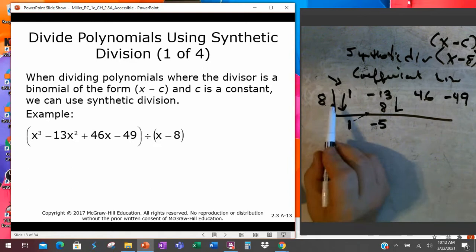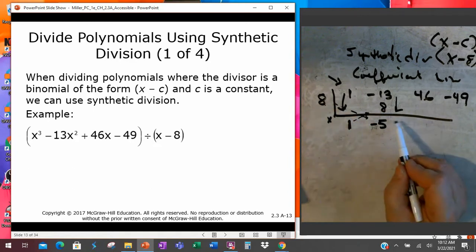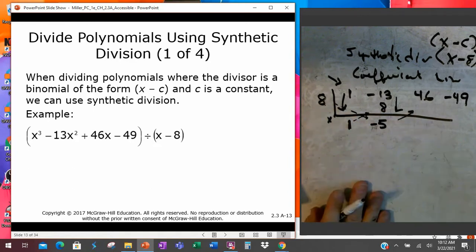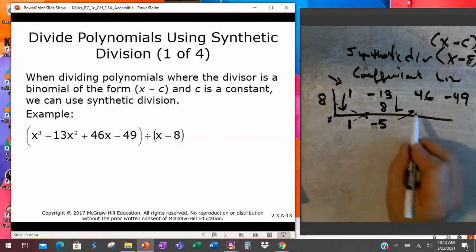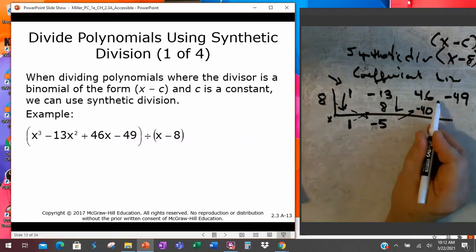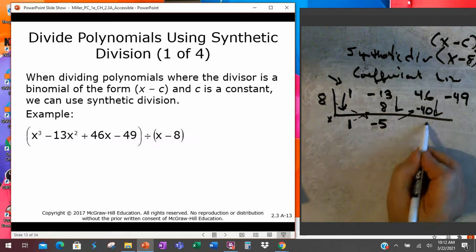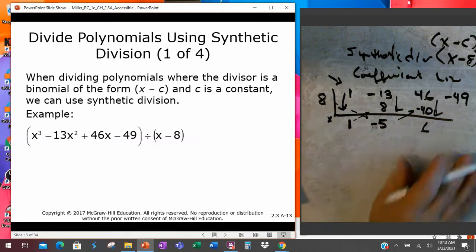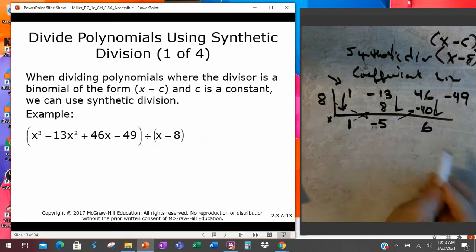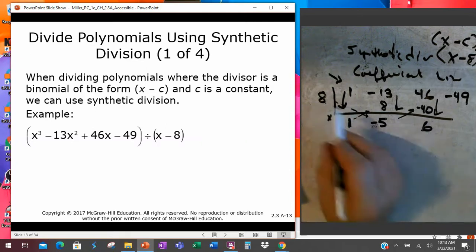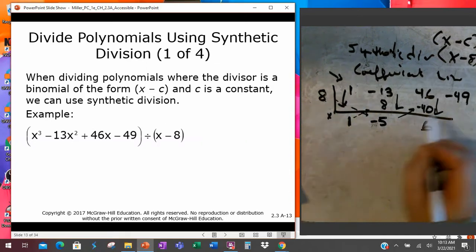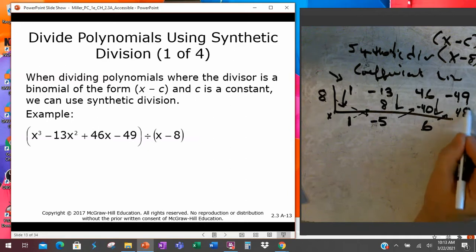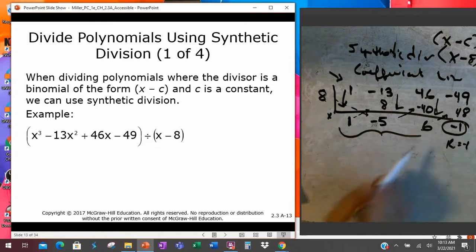And then I do the very same thing. Multiply that times that and write it right there. 8 times negative 5 is minus 40. And then I add. Don't change the sign. Don't do anything. Everything is set up for just adding. 8 times 6 is 48. So this times this. So right here is 48. And now this is my remainder. And this gets me the result.